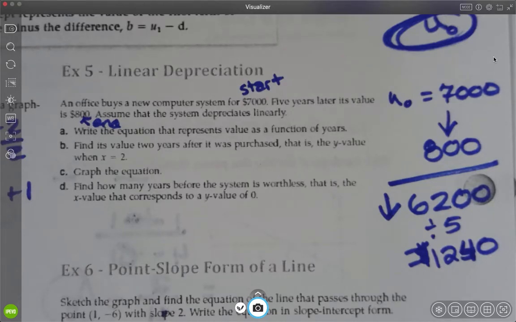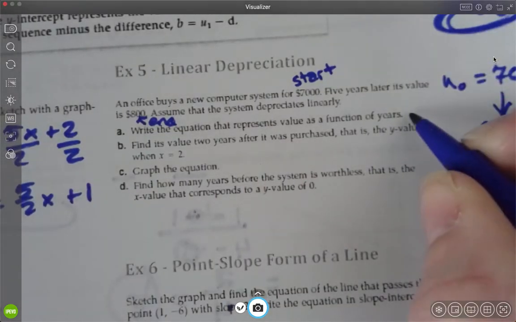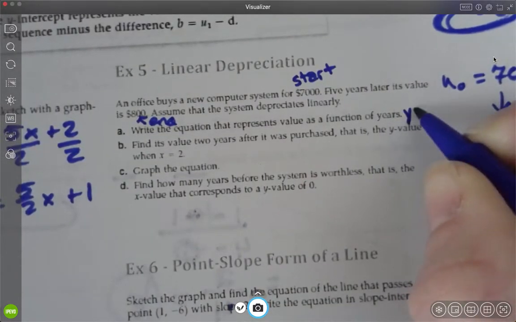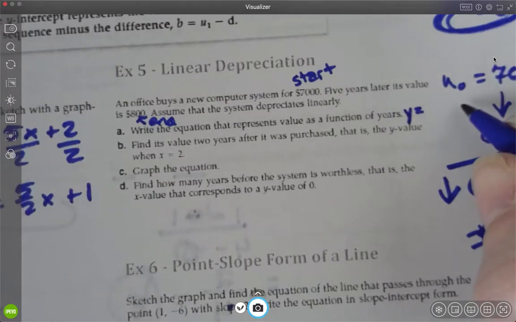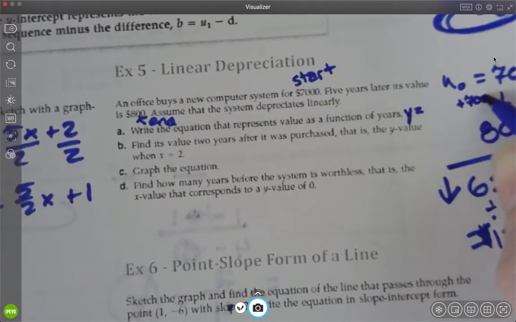Write an equation that represents the value of the function. Listen. I'm running out of room here. b is 7,000. y equals... b is 7,000 because that's what we're starting with.